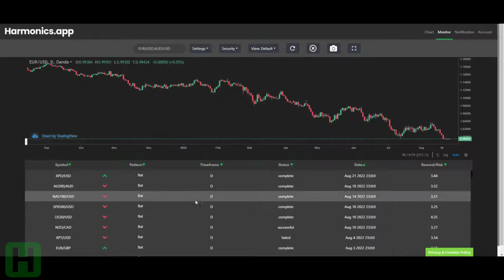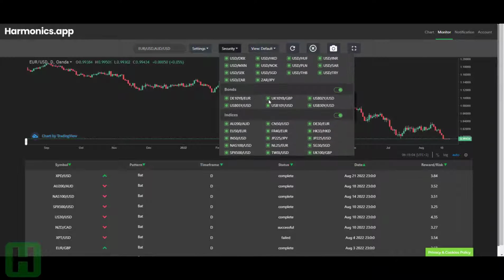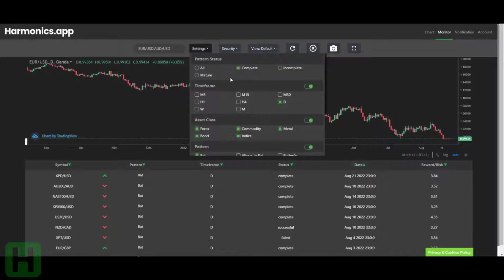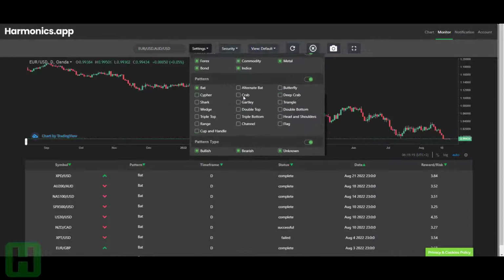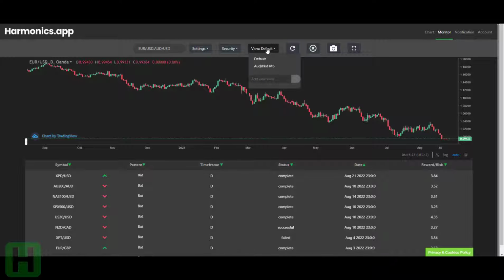Then you have many more filters that you can put to analyze any other topic you want. For example, you can put any filters you want for a certain symbol. In the settings tab, you have more about the patterns, the time frames, and also whether it is bullish, bearish, or unknown. And then you also have a view default, where you can put a desired filter for a certain symbol. In this case, I have Australian dollar on the 5-minute time frame. But I'm not using this filter; I'm using the default filter, where I have put other settings.